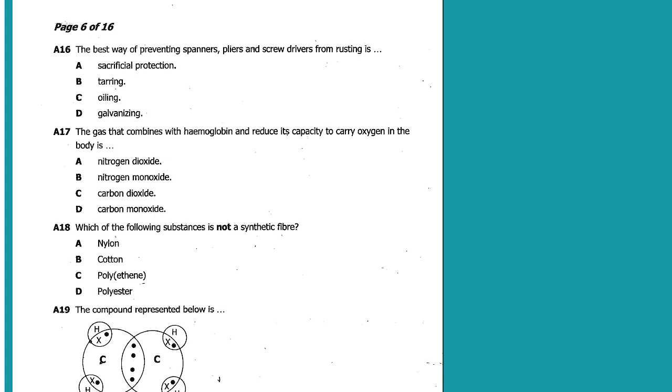17. The gas that combines with hemoglobin and reduces its capacity to carry oxygen in the body is, our answer, D, carbon monoxide. 18. Which of the following substances is not a synthetic fiber? Our answer, B, cotton. Nylon is an artificial polymer, just synthetic. So are polyethylene and polyester.